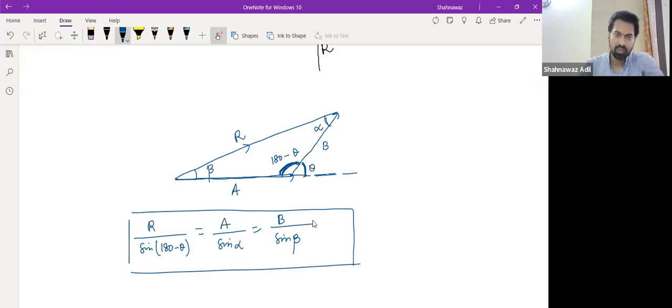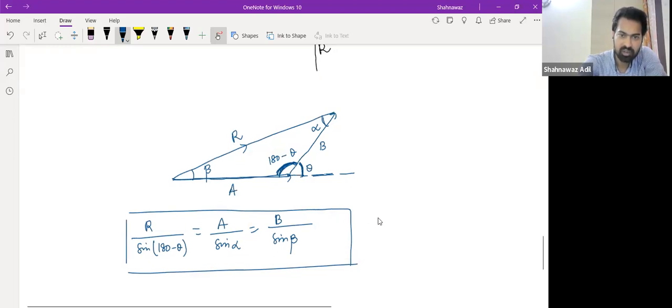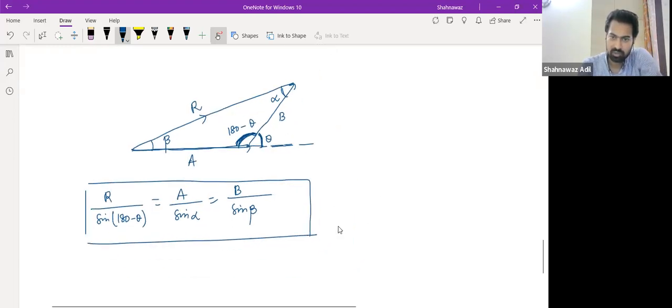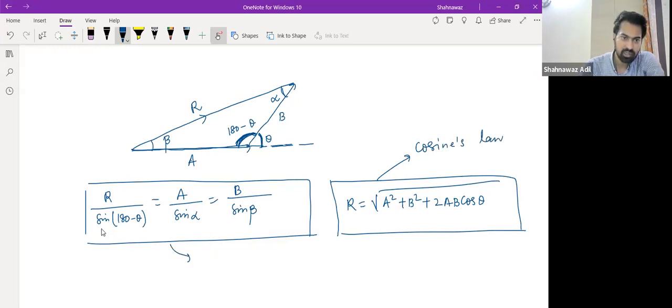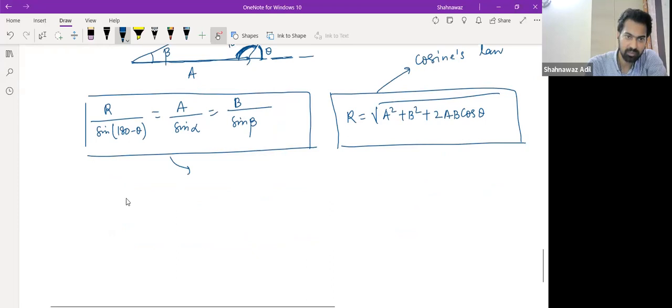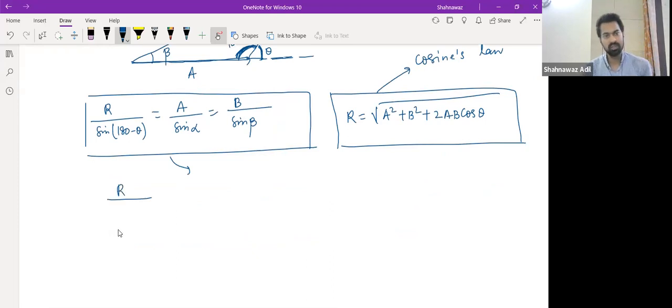Yes, sir. So we have this magnitude, which is R equals root of A square plus B square plus 2AB cos theta. Okay, this is the resultant. So this is called the cosine law. And sine 180 minus theta is how much? Yes, guys, sine pi minus theta. How much is that?